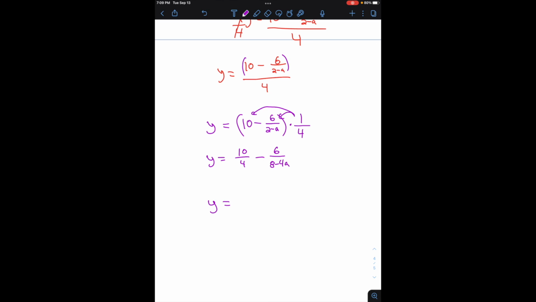y is equal to 10 over 4, which simplifies to 5 over 2. 6, 8, and 4 have a common factor of 2, so we can turn that into 3, 4, and 2. And then this is about as far as we need to go as far as simplification goes. So this is a reasonable enough expression. If you wanted to, you could get a common denominator and turn this into a single expression, but this is just fine.